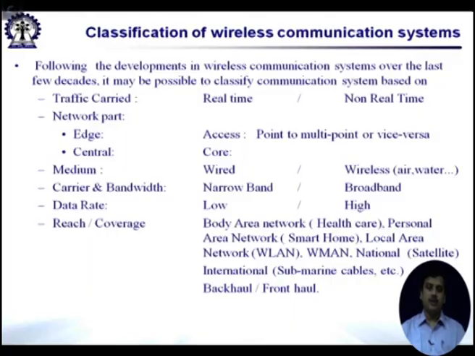For example, if we take LTE, the 3.9G or the 4G system, the air interface between the eNodeB, that is the base station, and the user equipment would be the edge of the network, whereas the SAE, which forms the evolved core network, is part of the central part of the network. The networks, as we know, can be classified according to the medium connecting the devices, whether wired or wireless. Even in wireless, the medium could be air, could be water, could be anything else.